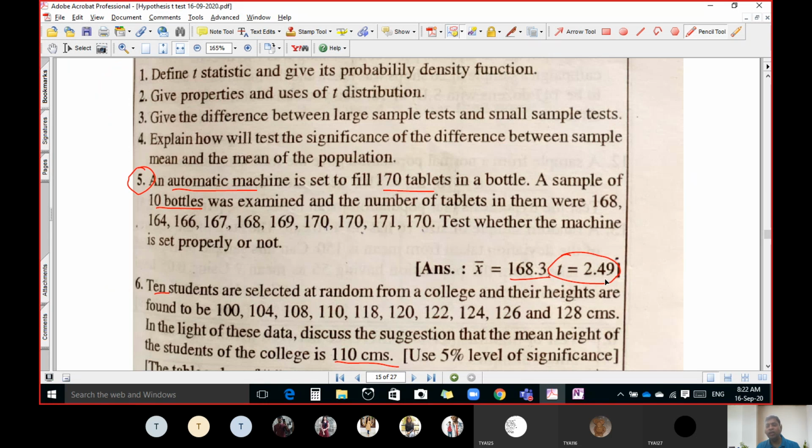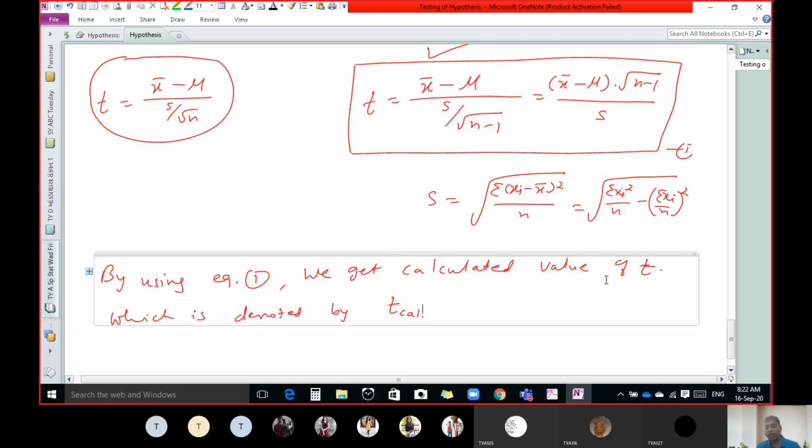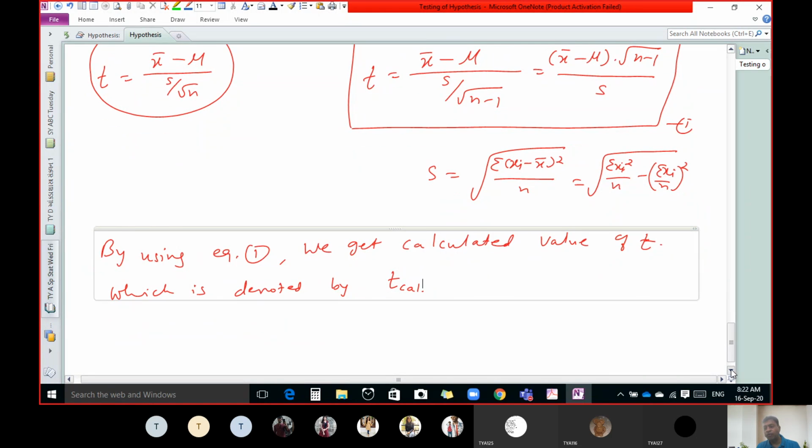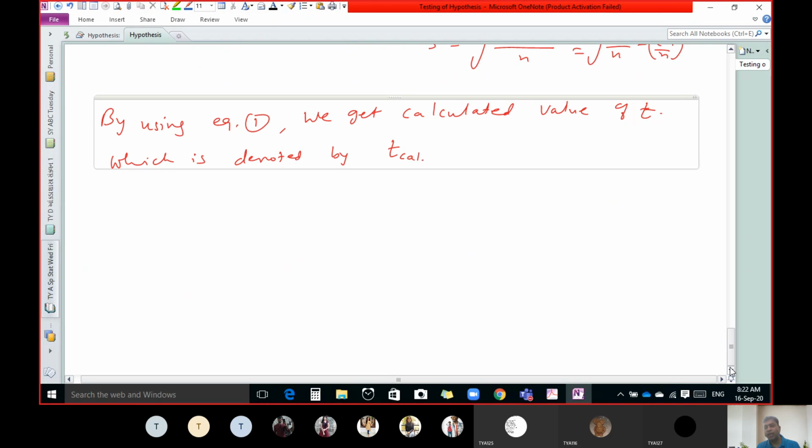So now you can say that this value 2.49, that is which value? The answer is the calculated value of t. 2.49, that is the calculated value of t. So in step 2, by using this equation 1, we have to find out the calculated value of t. That means we have to calculate t cal.